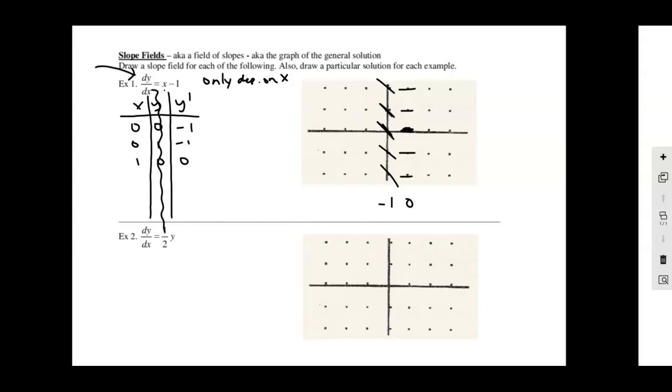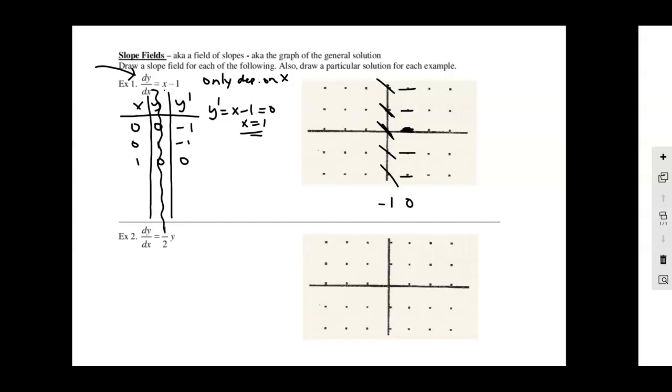Sometimes I like to take that differential equation, dy/dx, which is the same thing as y prime. So y prime equals x minus 1. If I just set it equal to 0, I can figure out where all the horizontal slopes are going to be. Anywhere the graph has an x value of 1, the slope's going to end up being 0. You can find that by just setting the derivative equal to 0.